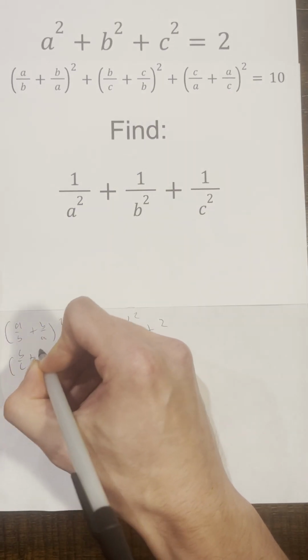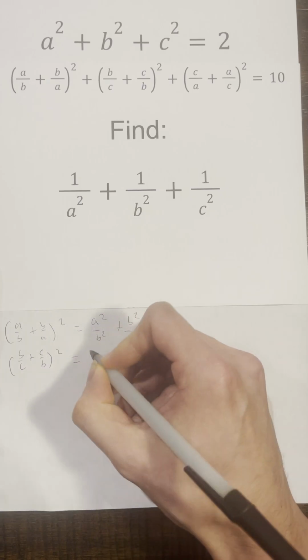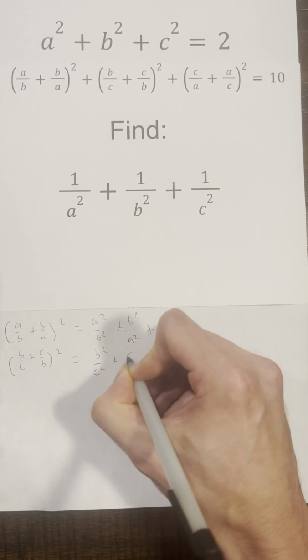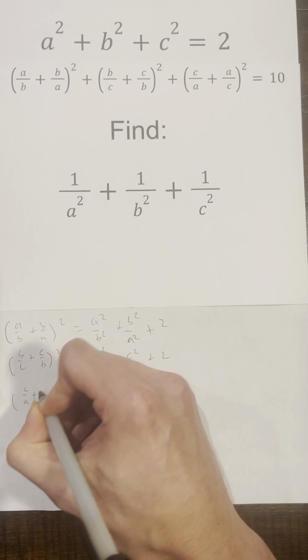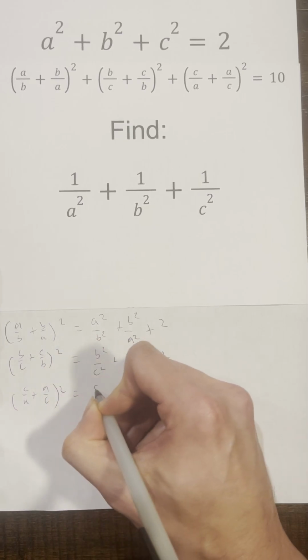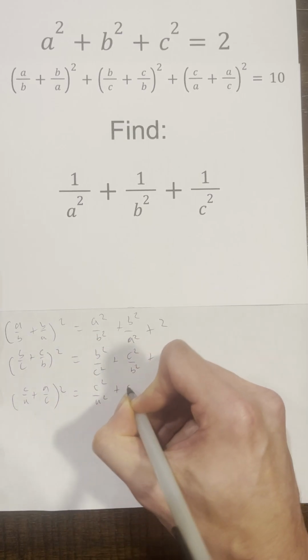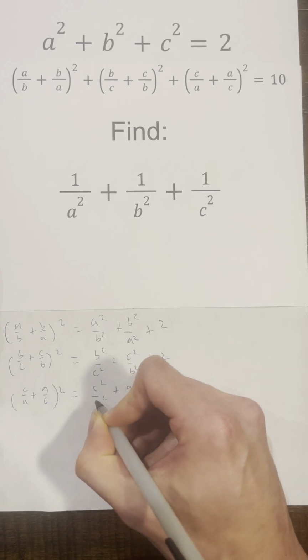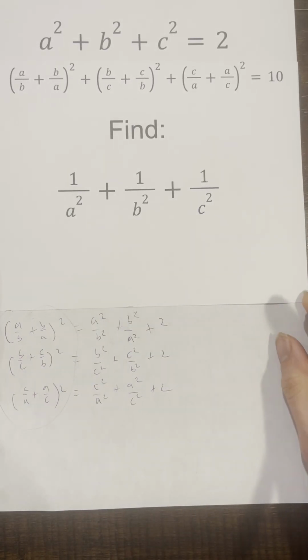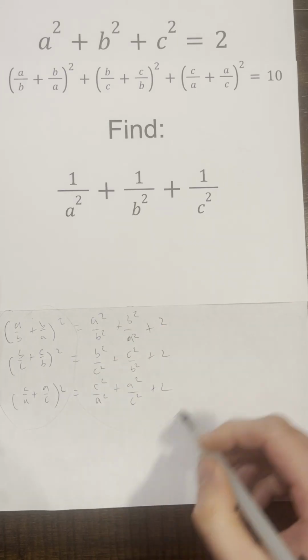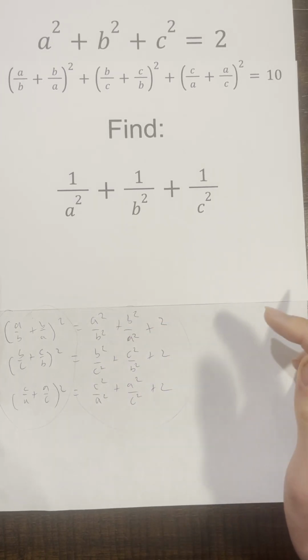So (b/c + c/b)^2 is going to be equal to b squared over c squared plus c squared over b squared plus 2. And similarly, (c/a + a/c)^2 is equal to c squared over a squared plus a squared over c squared plus 2. And if we add all these together, we're going to get how much? We're going to get 10. So adding all of these together will also give us 10.